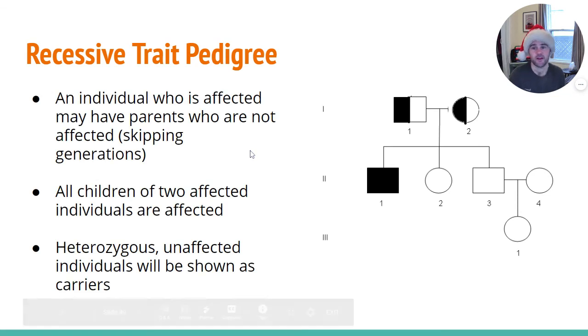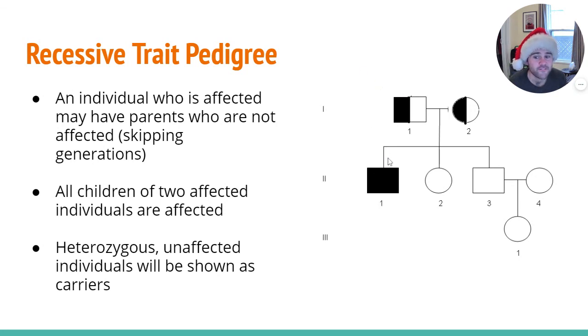In the recessive trait pedigree, you can skip generations. So an individual who is affected may have parents who are not affected. So here we can see neither person 1-1 or 1-2 has the trait. They are carriers for it. And then they have a child, person 2-1, who does have the trait. And so that means these people are both carriers because they could pass it along, but they don't actually have it themselves.